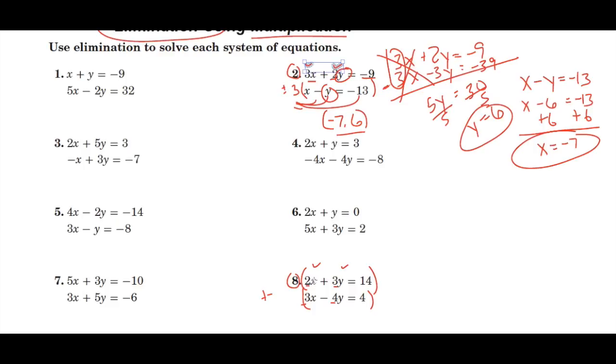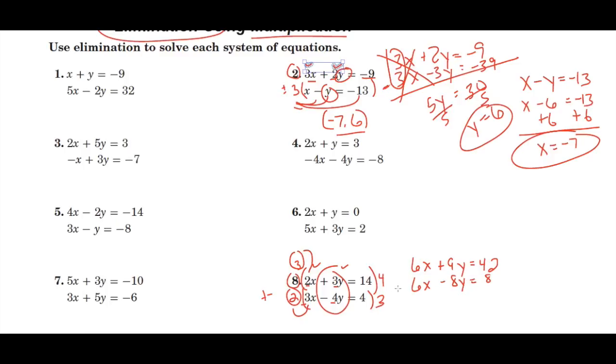Okay, I'm going to choose the x's here, and I'm going to multiply by 3 on the first equation, so I get 6x plus 9y equals 42. On the second equation, I'm going to multiply by 2 so that I get 6x minus 8y equals 8. Why did I choose the 3 and the 2? Well, 3 times 2 is 6, and 2 times 3 is 6. If I wanted to eliminate the y's, I would multiply the first one by a 4 to get positive 12, and I'd multiply the bottom one by 3 to get a negative 12.